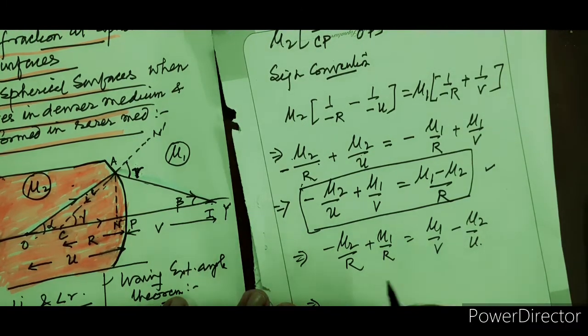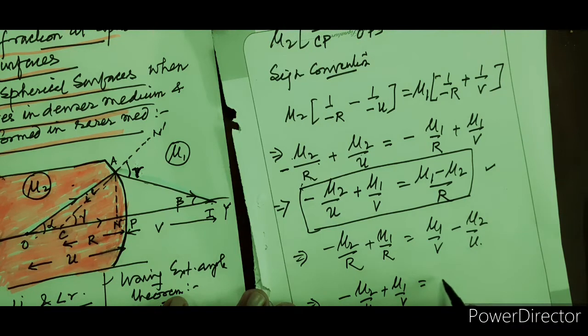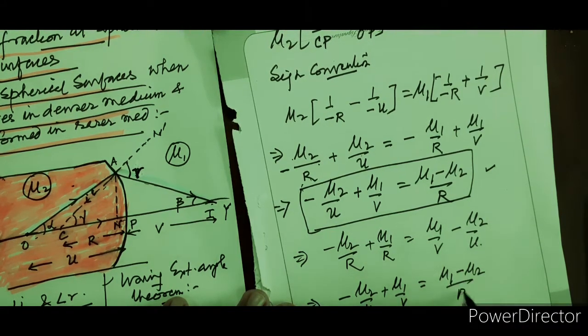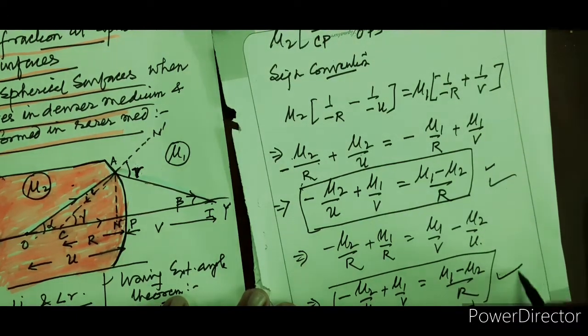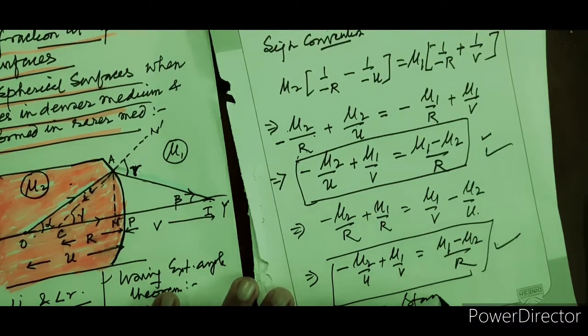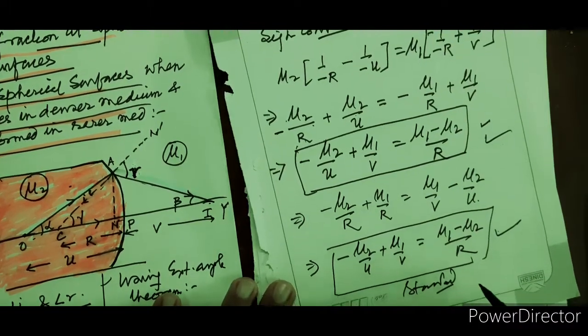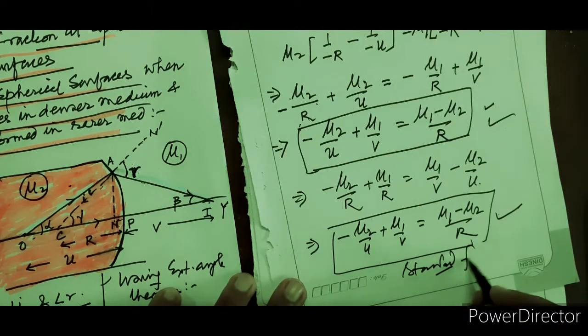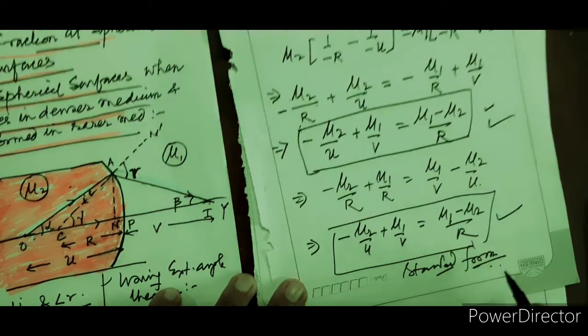We are just moving everything across, so minus mu2 by u plus mu1 by v is equal to (mu1 minus mu2) by R. The same thing. This and this were the same. This is the standard form. That's why we are taking it. Standard form. Okay.